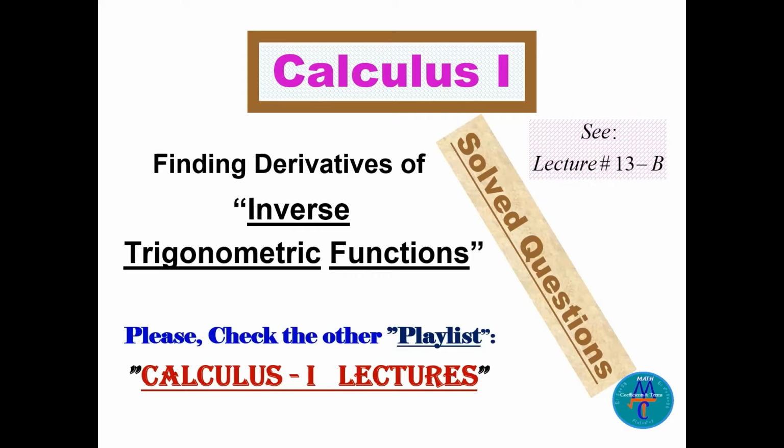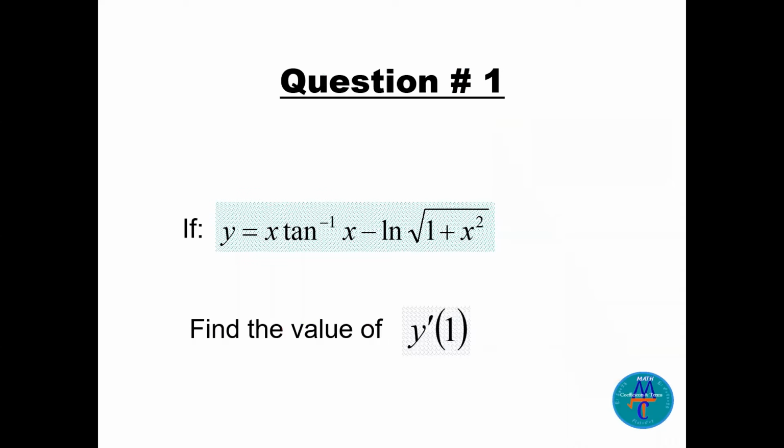This is Calculus 1 solved questions, finding the derivatives of inverse trigonometric functions related to lecture 13b. Let's see question number 1. y equals x times inverse tan of x minus ln of square root of 1 plus x squared. It's a nice function. Let's find the value of y prime at 1. So we need to find the derivative of the function, and then we evaluate that derivative at 1.